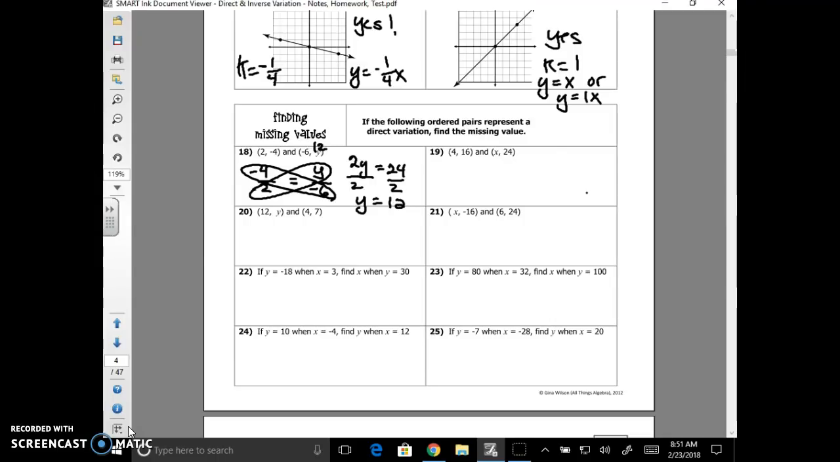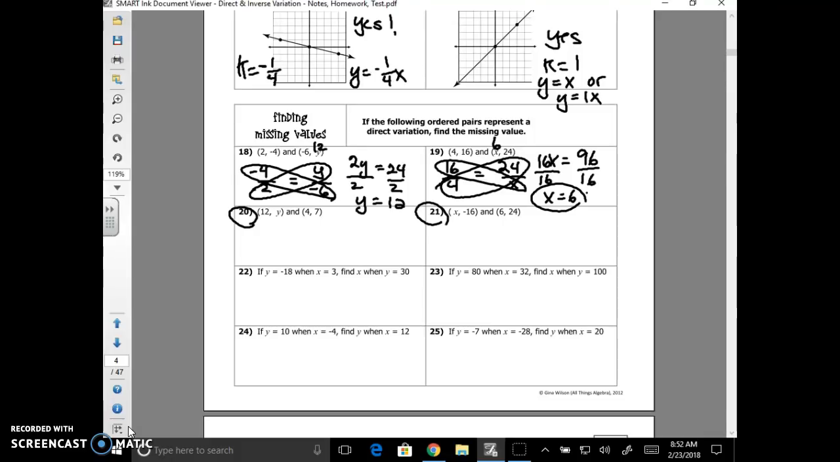Let's work on 19. So we have 16 over 4 equals 24 over x. Cross multiply, 16x equals 24 times 4 is 96. Divide by 16, and x equals 6. So remember, I can substitute this back in, and they should equal the same answer. So 24 divided by 6, remember, y over x gives me 4. 16 over 4 gives me 4. So 4 equals 4. It should be equivalent. All right, I'm going to skip 20 and 21, and I want you to work on those two.